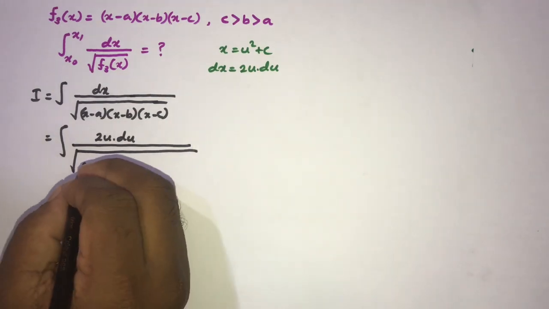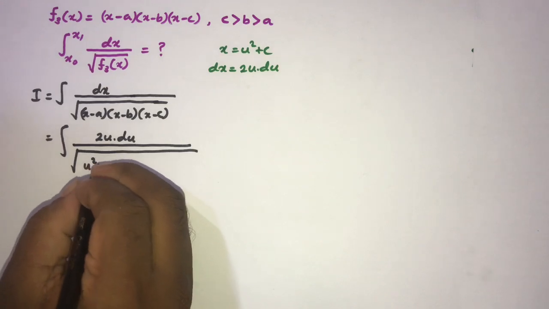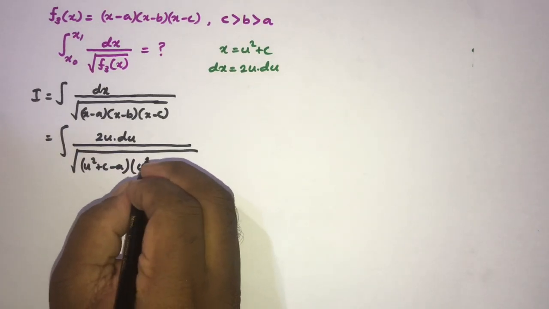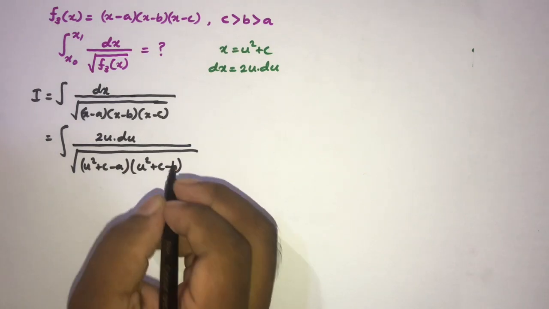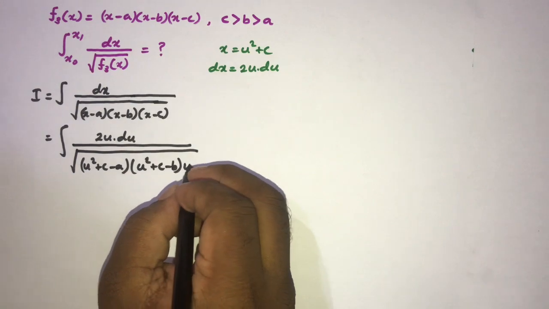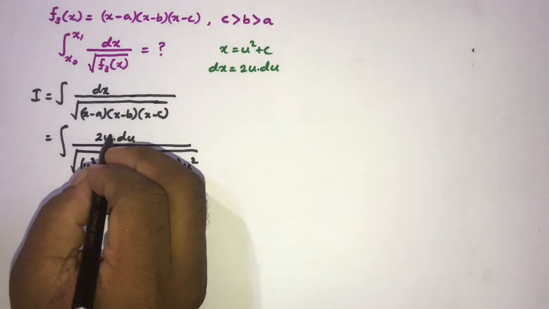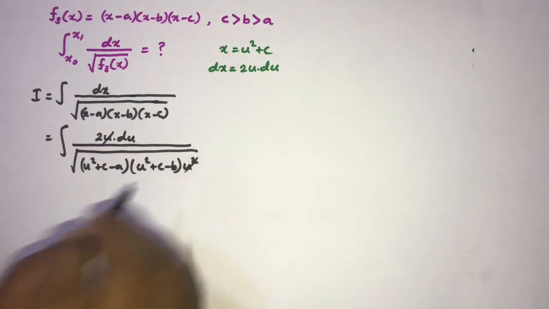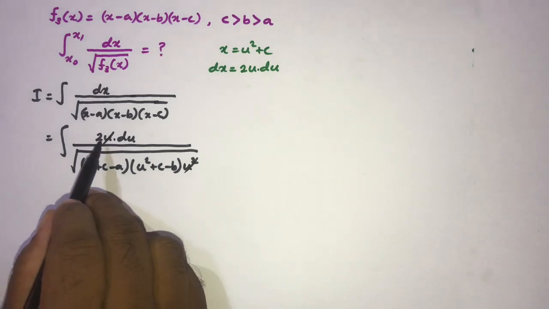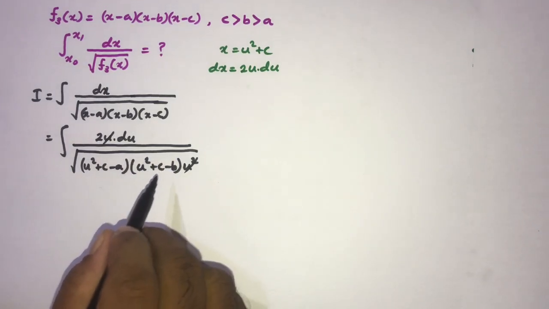here x we know is u square plus c, so u square plus c minus a, here u square plus c minus b, here x is equal to u square plus c, so c gets cancelled and we have u square. Then this u square gets cancelled and we have 2 times du over u square plus c minus a, u square plus c minus b.